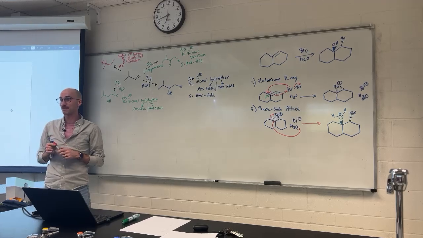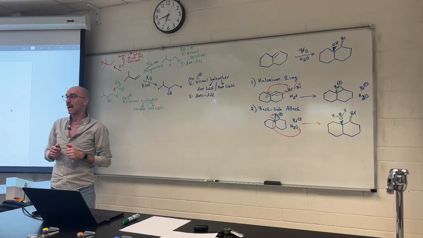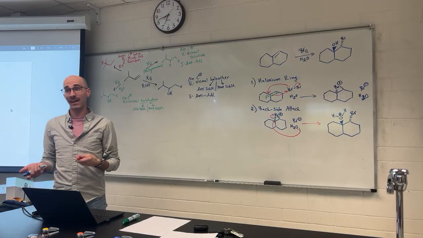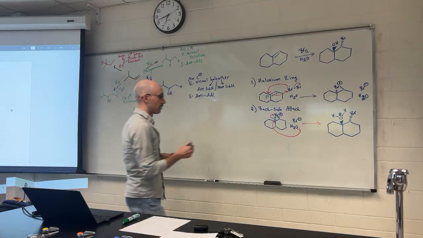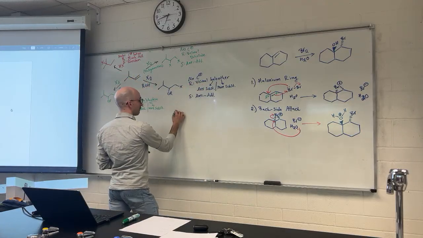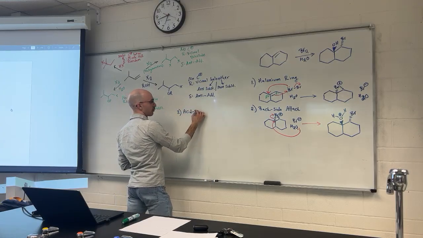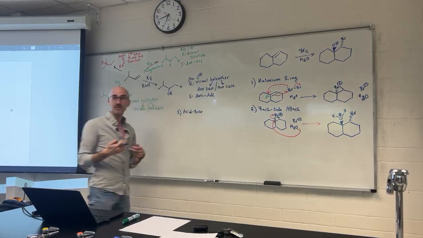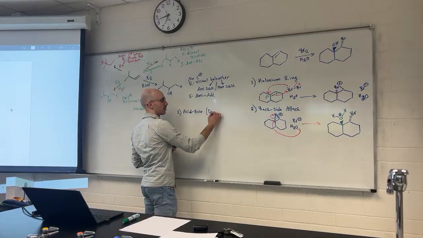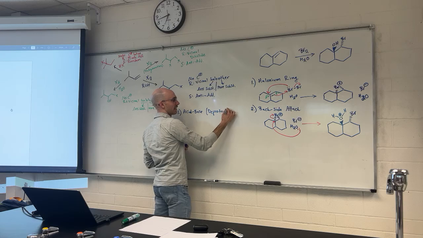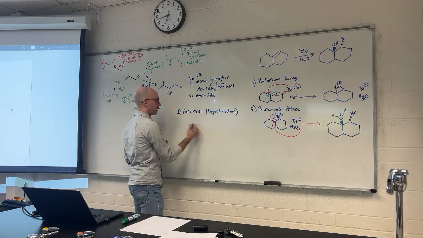Thus the last step. We're not done. What do we need to do? I don't have an alcohol. I have a protonated alcohol. I need to deprotonate that alcohol. So the first time I introduced acid-base, I put in parentheses protonate. That's what we did with HX. We protonated the alkene. This time, you could actually refer to this acid-base as deprotonation. Remove the proton.